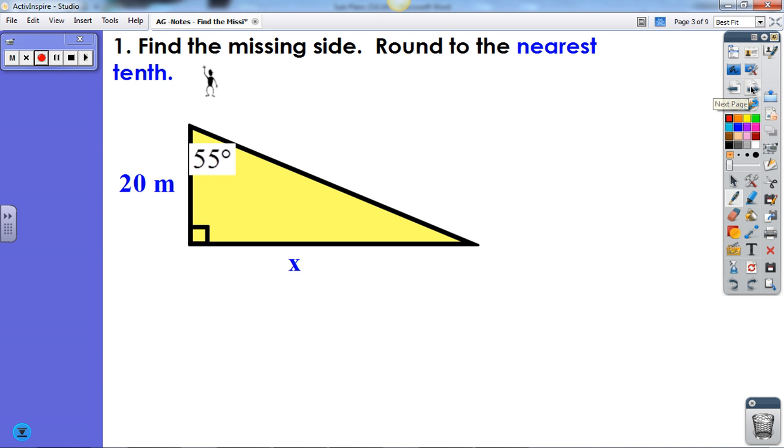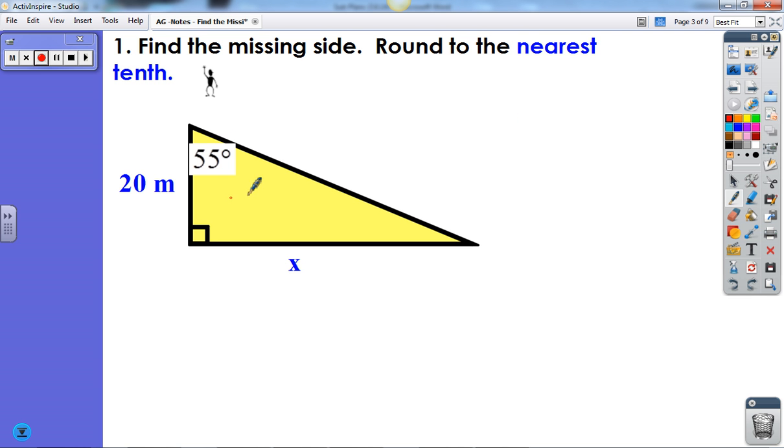Alright, so now that we've reviewed setting up trig ratios, let's go over finding the missing side using trigonometry. If you notice in this triangle, I'm given one side and one angle. Previously, we were able to find the missing side of a triangle as long as we knew two of the three sides, and we could set up using the Pythagorean theorem. Now we're going to set up using our trigonometric ratios.